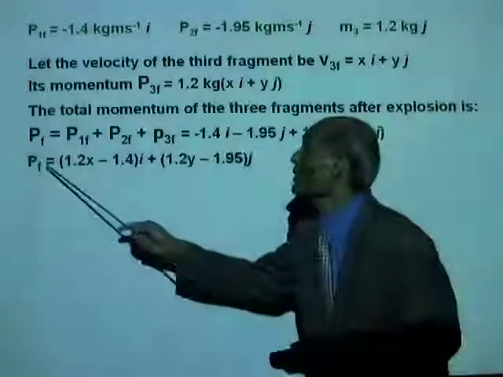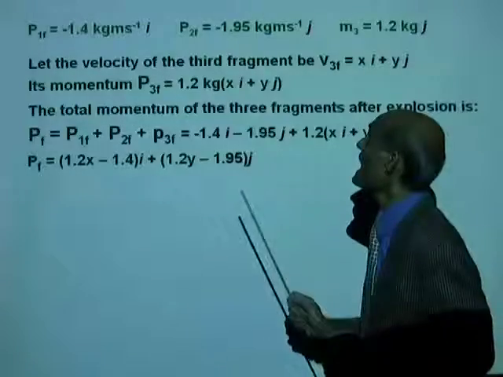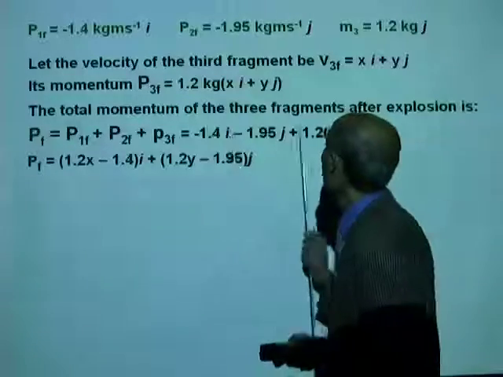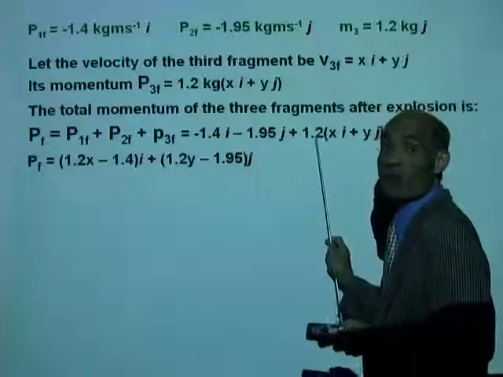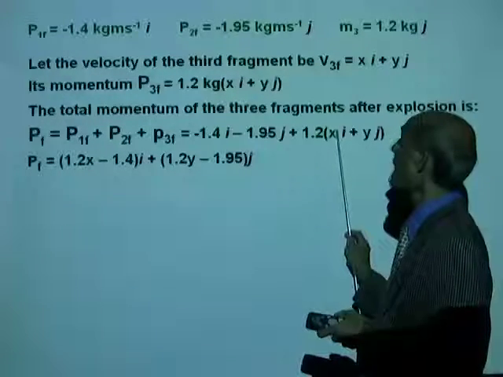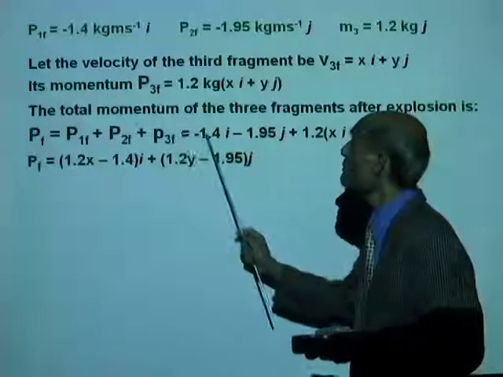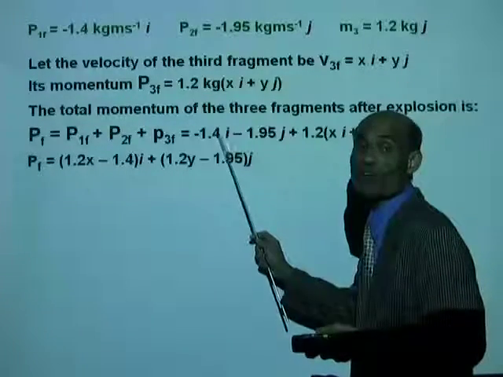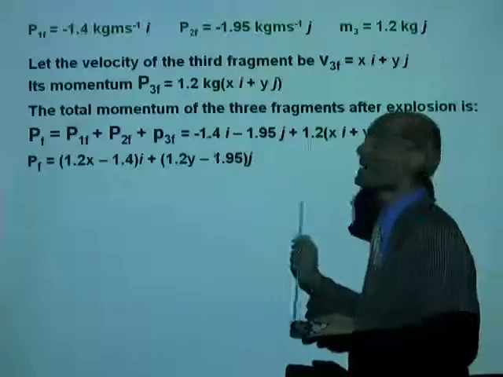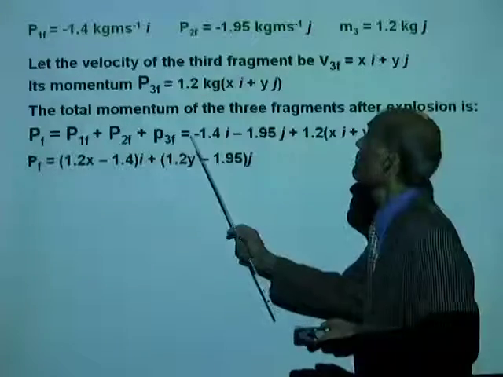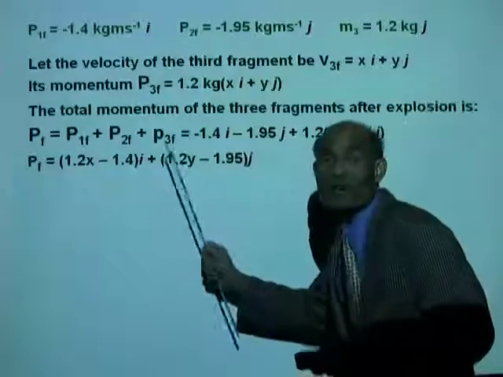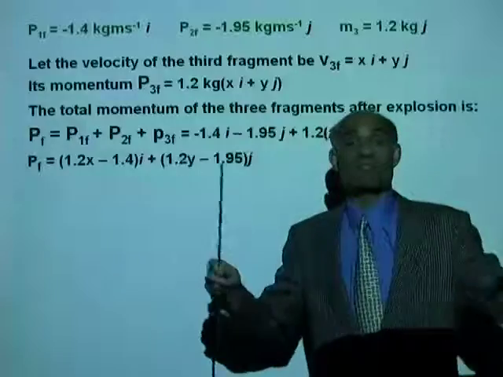Alright. So, Pf, let's combine the i's and the j's. Look at this. The final momentum can now be written as the final momentum of the third fragment in the x direction, 1.2x i, and the final momentum of the first object, negative 1.4 i. We can add the momenta in the x direction. It will be 1.2x minus 1.4 i. That is the x momentum of the three fragments after explosion.